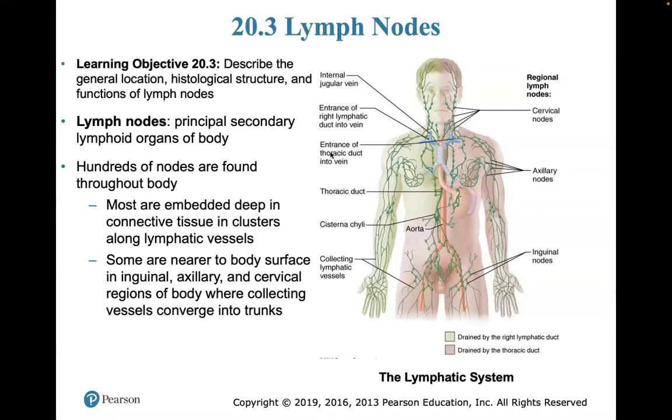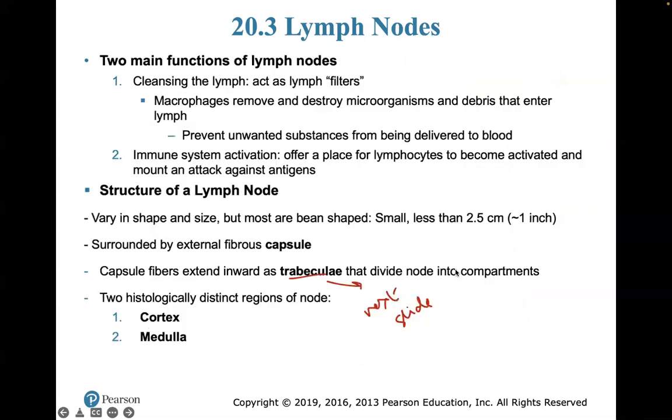And lymph nodes are present throughout our body, either deeply embedded within the connective tissue, and they can be classified by their zones of the body, like cervical, axillary, inguinal. Two functions. Firstly, lymph nodes house macrophages that remove and destroy microorganisms and debris that enter the lymph, right? Secondly, is immune system activation, offering a place for lymphocytes to become activated. Lymph nodes also house pathogens.